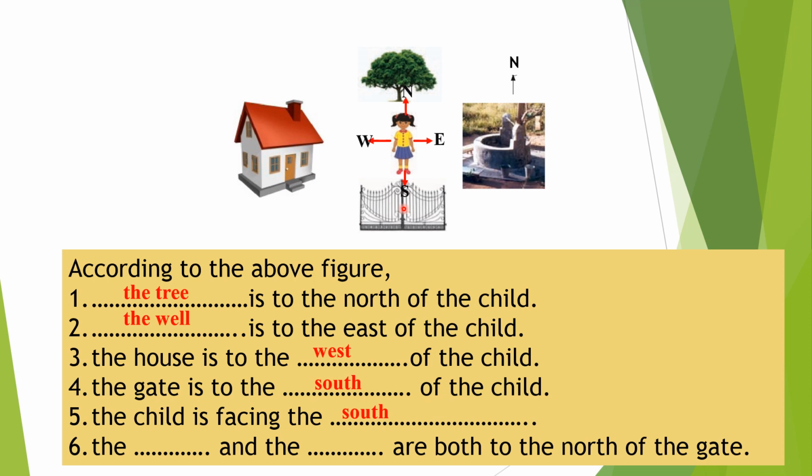Then last question, the blank and the blank are both to the north of the gate. Again, the blank and the blank are both, දෙන්නම are both to the north, උතුරෙන්ලු, of the gate. Again they have given of the gate, so we have to observe from the gate. Now we have to observe from the gate to the north. අපි ගේට් එකේ ඉඳන් බලද්දී north වලින් තියෙන මොනවද කියලා හොයන්න.